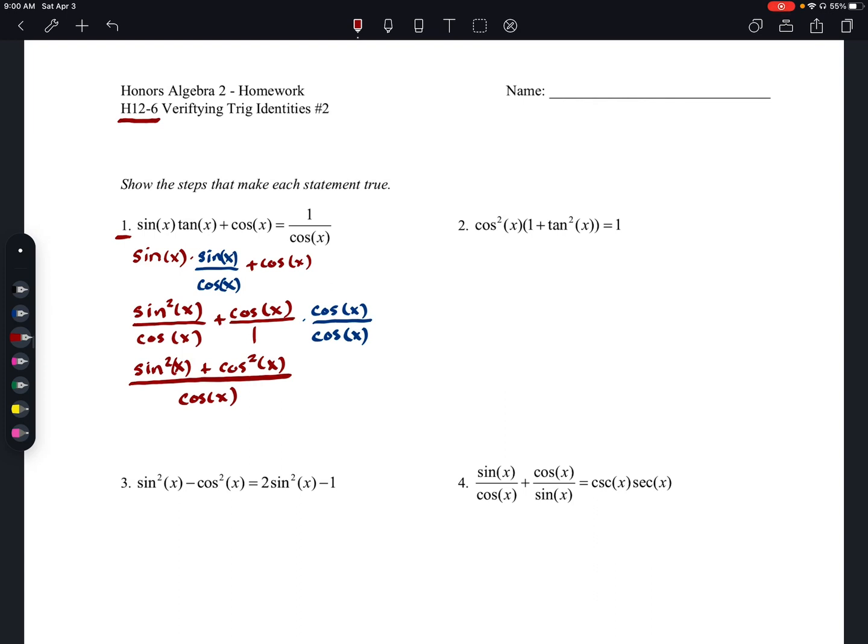And now we can see that the sine squared x plus cosine squared x is a Pythagorean identity. That's going to get us 1. So I'm going to start out in that step by changing that to 1, and you'll see I have 1 over the cosine of x, which is exactly what we were trying to get. So we were trying to get 1 over the cosine of x. Therefore, we have verified that that identity is true.